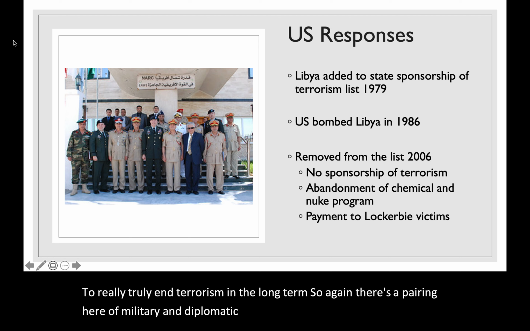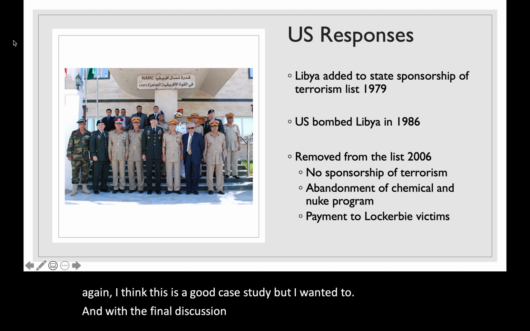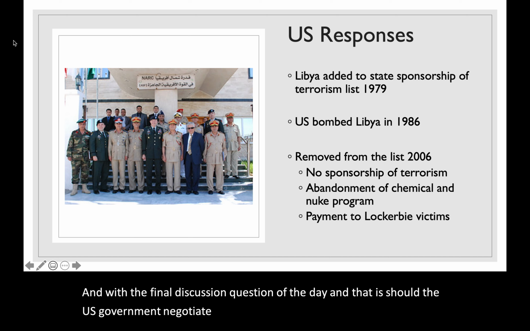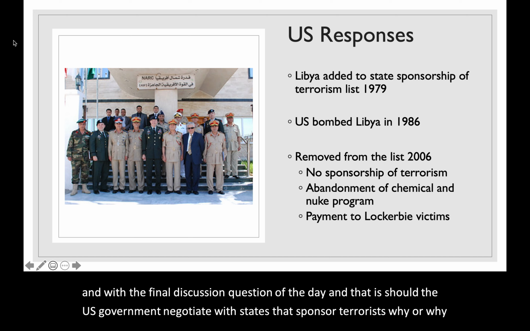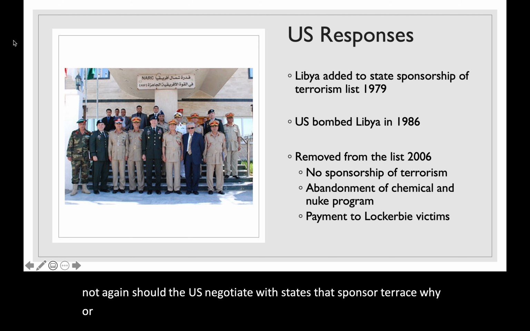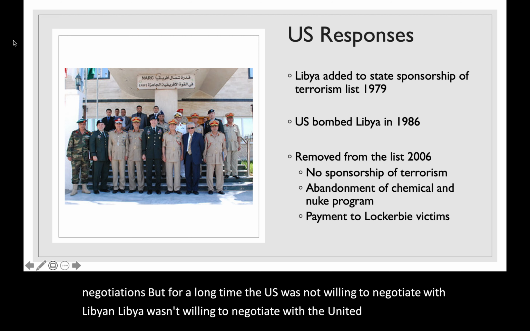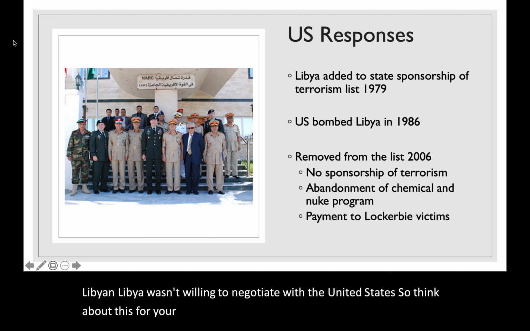So I'll leave it there for now. Again, I think this is a good case study, but I wanted to end with the final discussion question of the day, and that is, should the U.S. government negotiate with states that sponsor terrorists? Why or why not? As I said, they did end up engaging in pretty extensive negotiations, but for a long time the U.S. was not willing to negotiate with Libya, and Libya wasn't willing to negotiate with the United States. So think about this for your discussion question, and I will talk to you again soon.